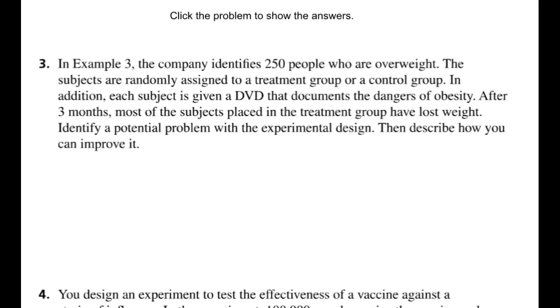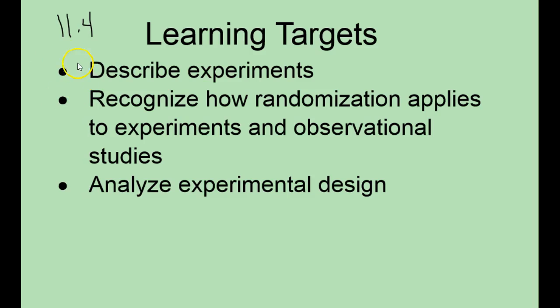So now here's something for you to try. See if you can, again, decide whether it is a good experimental design or how you would improve it. The first thing we did today was we described experiments. We figured out what an experiment was and how we could do some pieces of that and see what the control group was and our treatment group. Then we looked at recognizing randomization and how we can apply that to experiments and observational studies. And then we looked at several different experiments and analyzed the design and offered some improvements. So now that we've gone through these 3 learning targets, go ahead and work on the homework for 11.4.